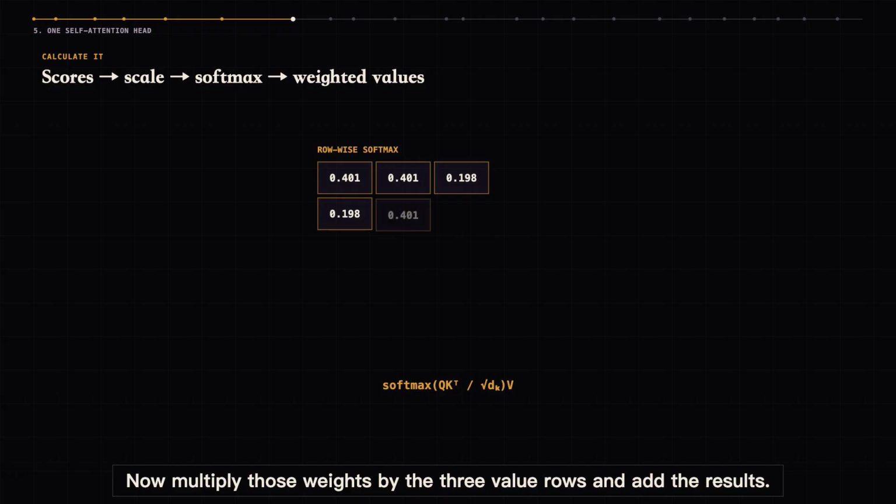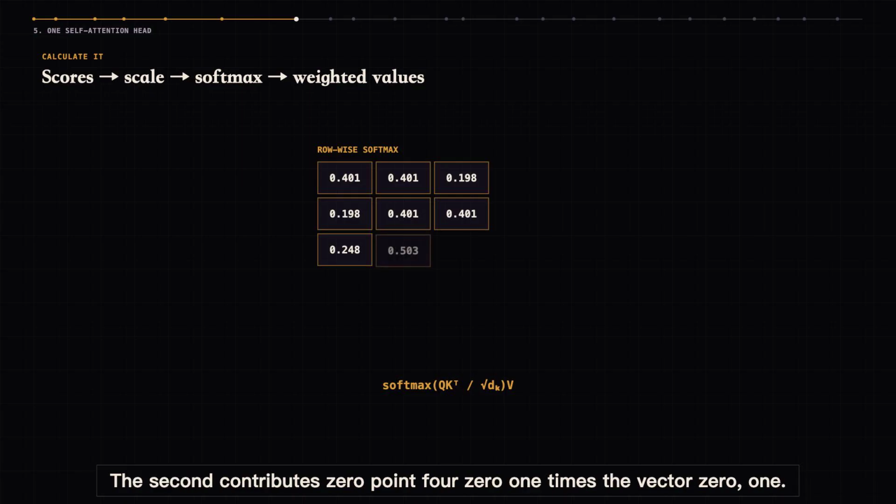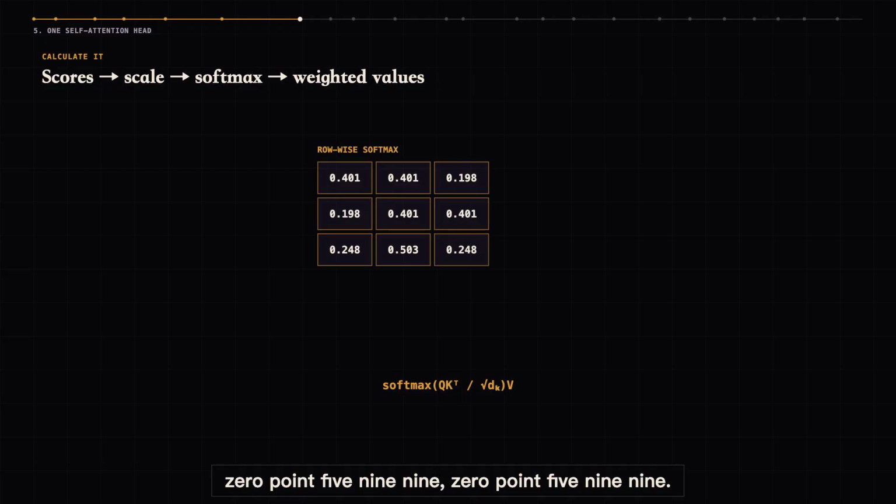Now multiply those weights by the 3 value rows and add the results. The first value contributes 0.401 times the vector 1, 0. The second contributes 0.401 times the vector 0, 1. The third contributes 0.198 times the vector 1, 1. Adding them gives 0.599, 0.599. That vector is the new attention output for the first position.